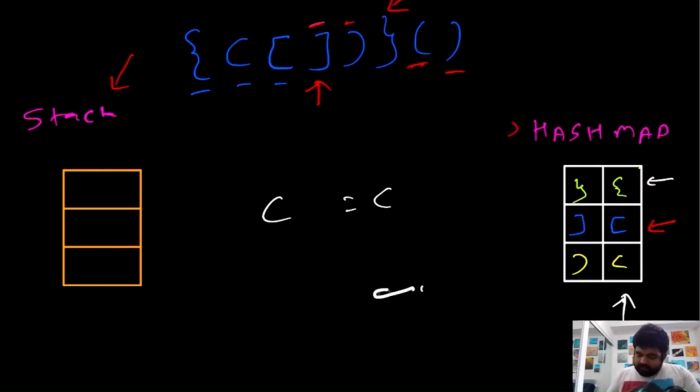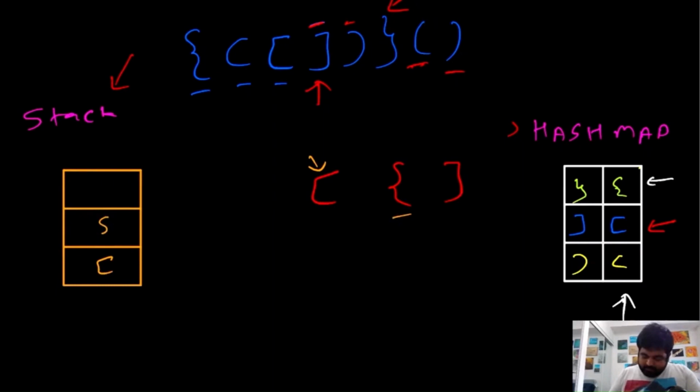Now let's take one more example where the string is not valid, and see what we are going to encounter in this case. Suppose we are given a string that looks like this. In this case, we have two opening brackets and one closing bracket. First of all, we identify that this is the opening bracket. We are going to add an entry over here. Again, we encounter an opening bracket, we are going to add an entry over here. Now we encounter a closing bracket.